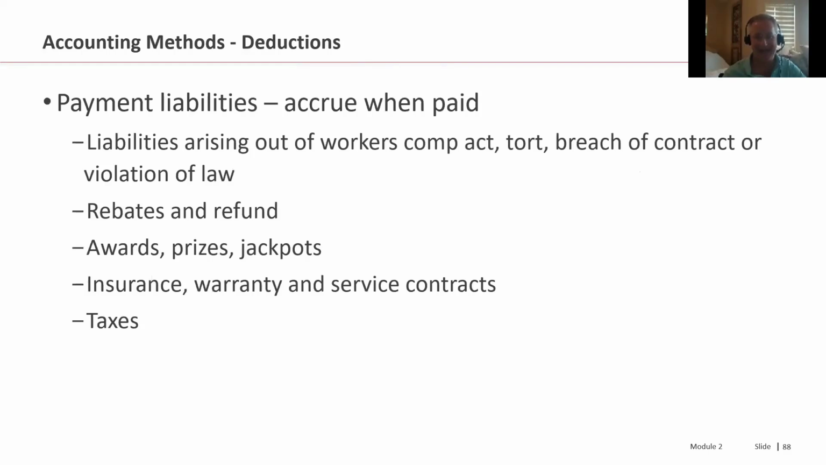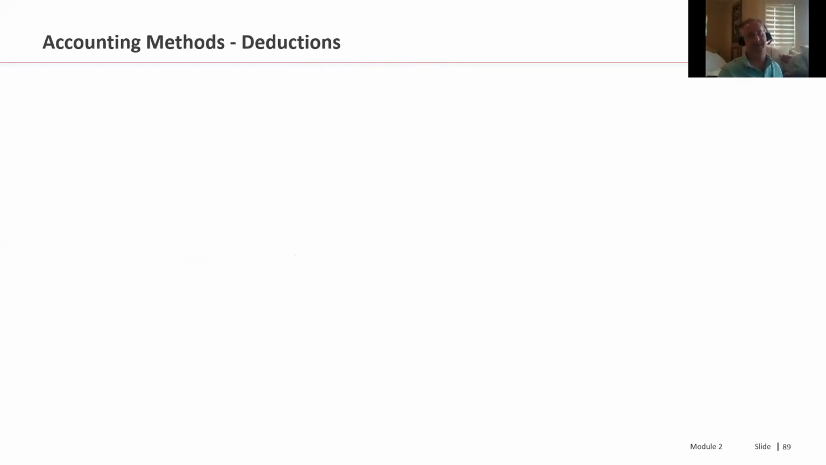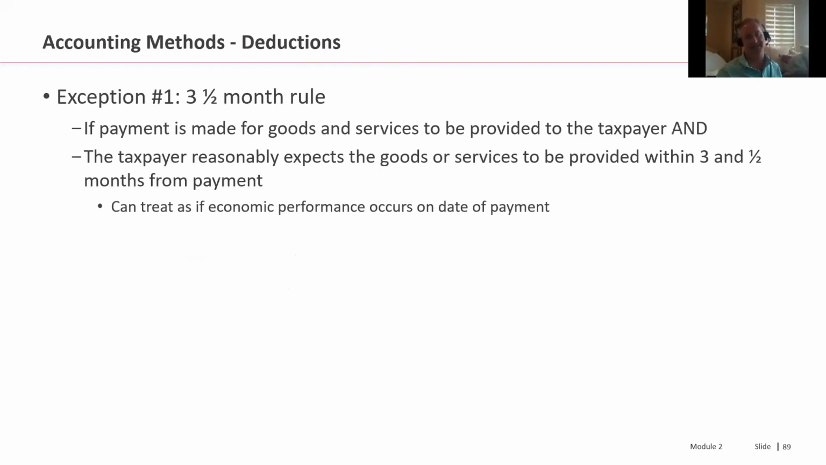Awards, prizes, and jackpots are payment liabilities. Insurance, warranty, and service contracts and taxes. These are all payment liabilities. So economic performance occurs when they're paid, which typically means you deduct them when they're paid. Like all good tax rules, this one has a bevy of exceptions.